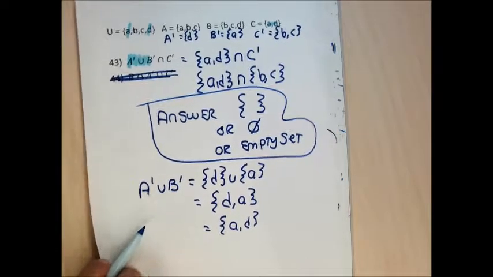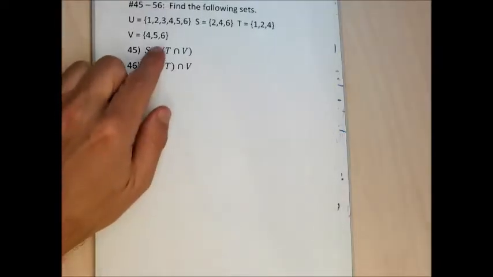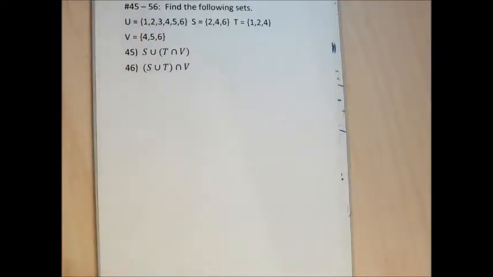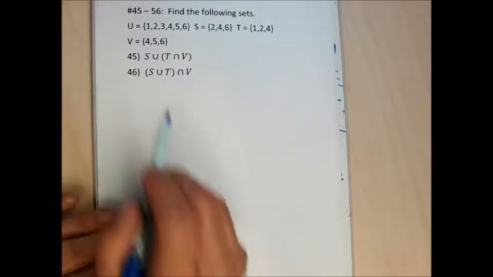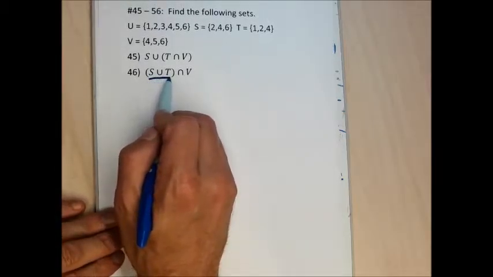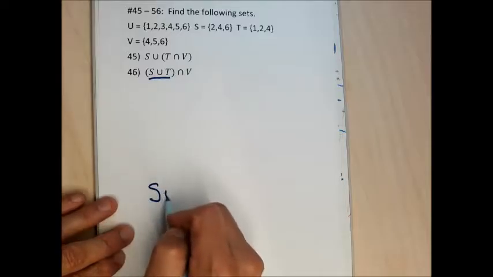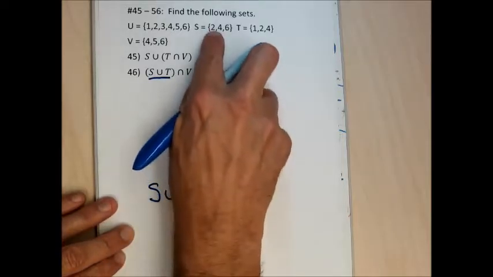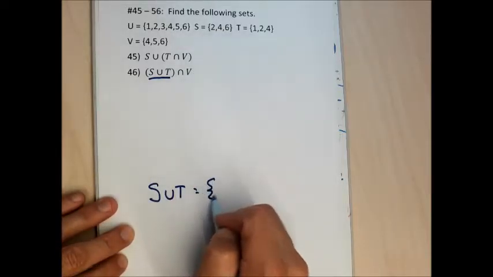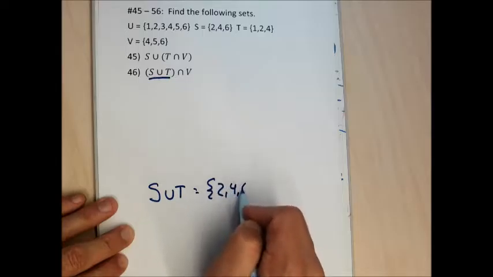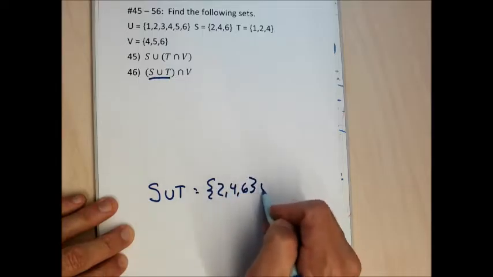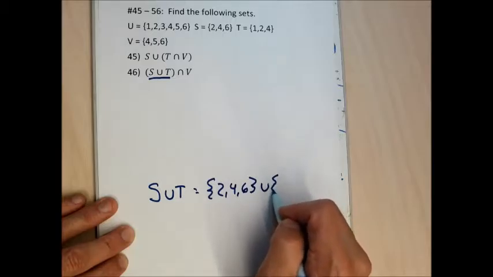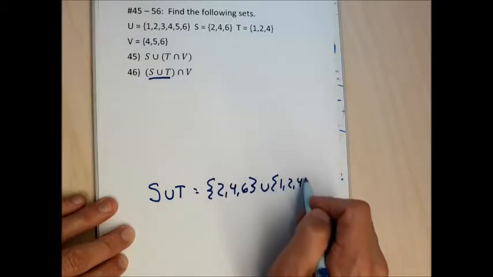All right, getting to the end, it says 45 to 56. It feels like the problems end at 53. No, they go to 56. I take that back. So we've got problems with parentheses. I need to do the parentheses first. So off to the side, in problem 46, I'm going to figure out what S union T is. S is going to be the set that contains 2, 4, and 6. T is the set that contains 1, 2, and 4.